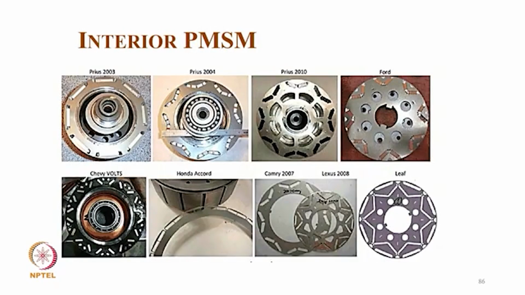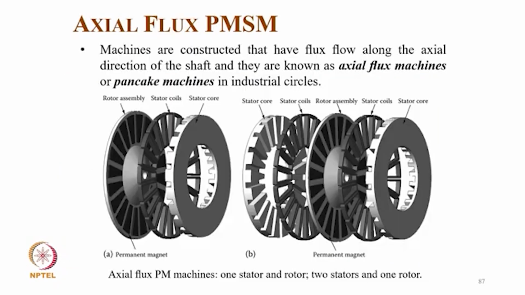Then this interior permanent magnet synchronous motor, you can say is used in different electric vehicles, with the Prius 2003, Prius 2004, Prius 2010 and Ford model. Then Chevy World, Honda Accord, Camry 2007, Lexus 2008, and Leaf. So what is the kind of the rotor construction? And you can see in that, of course, stator is normally 3-phase winding.